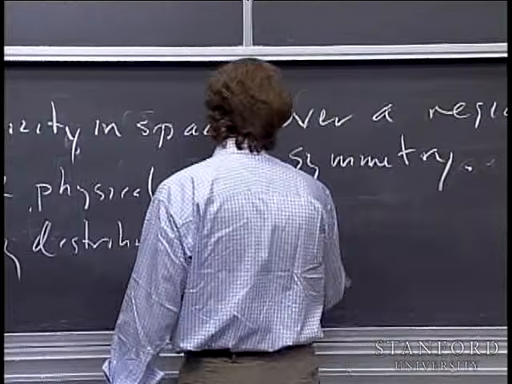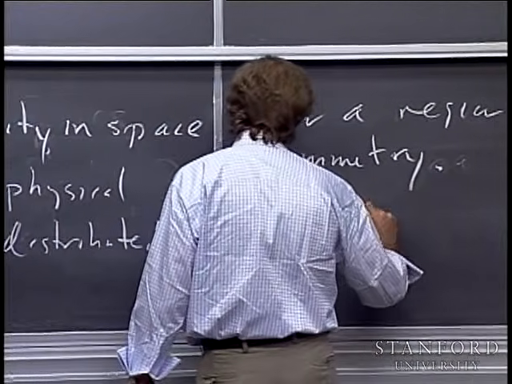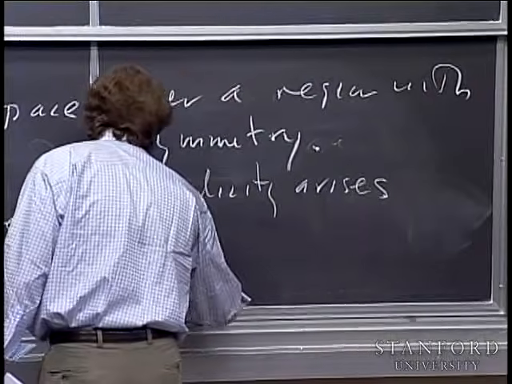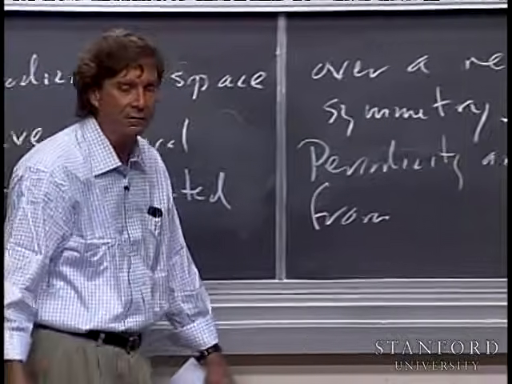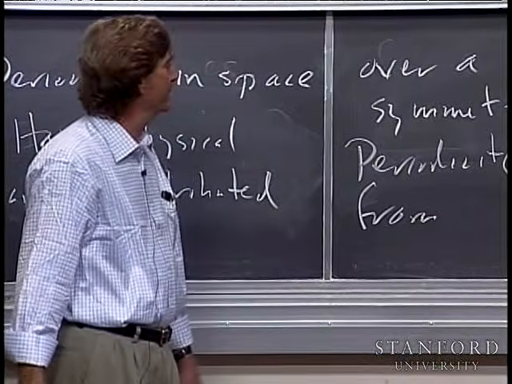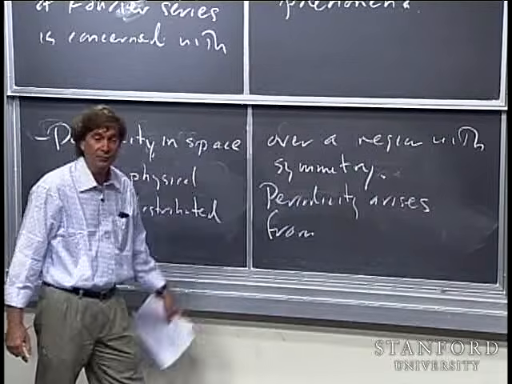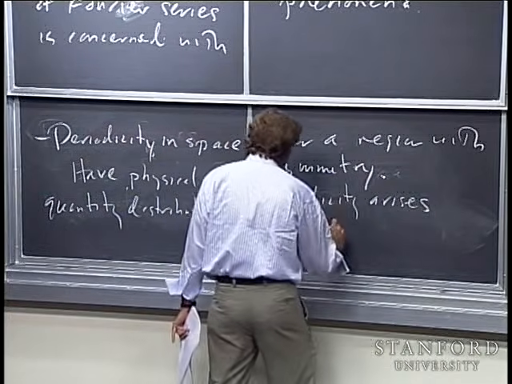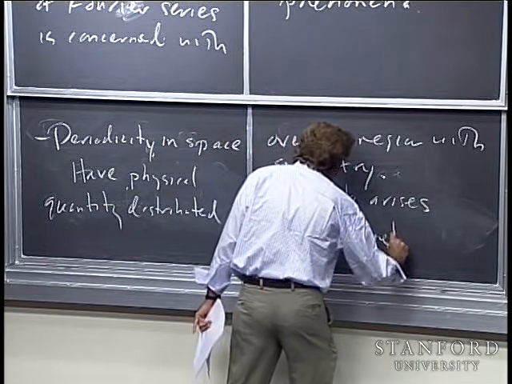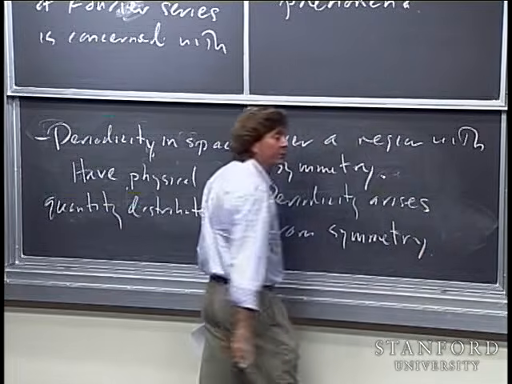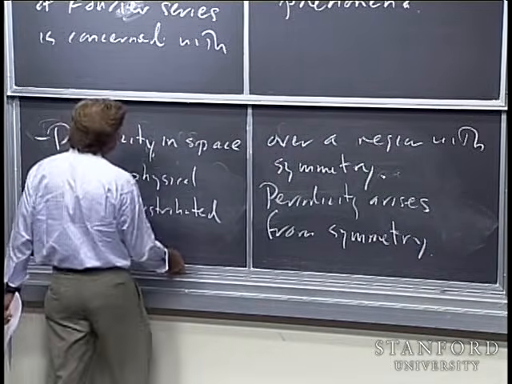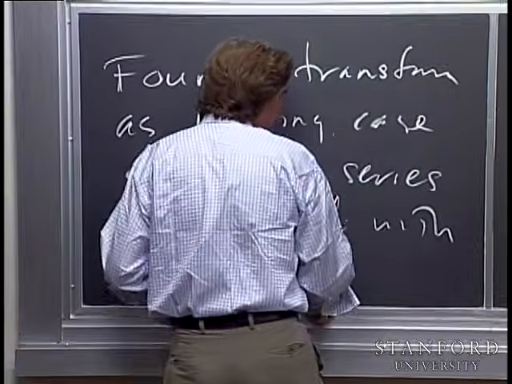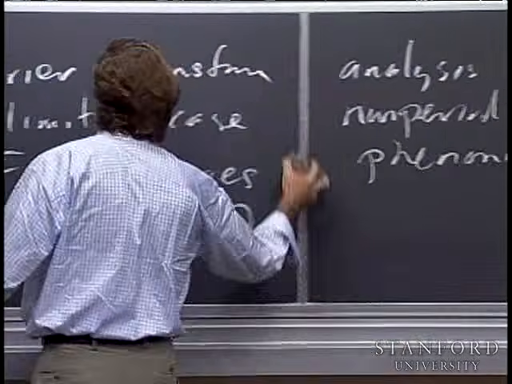So the periodicity arises from the symmetry. Periodicity here of the physical quantity that you're measuring arises because of the periodicity of the symmetry of the object where it's distributed, where it lives. I'll give you an example from the symmetry. Matter of fact, I'll give you the example that really started the subject, and we'll study this, is the distribution of heat on a circular ring.